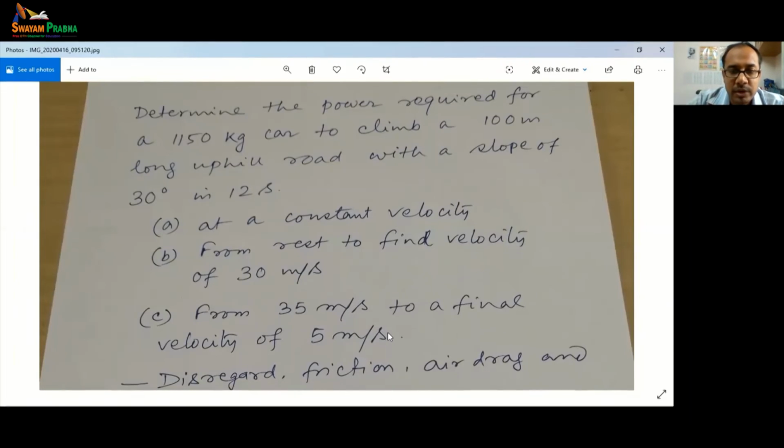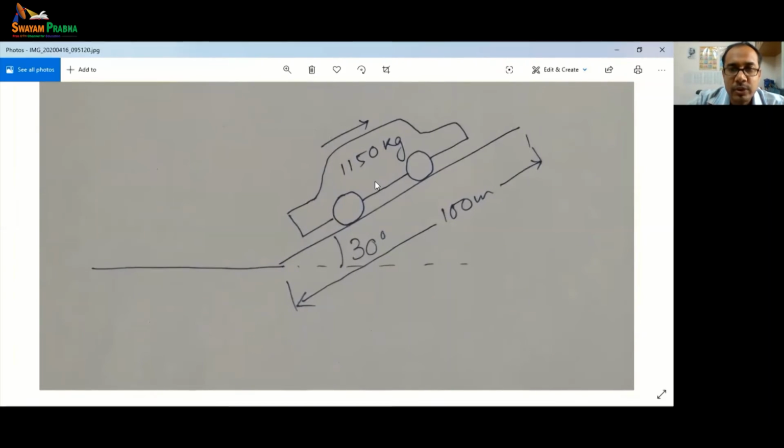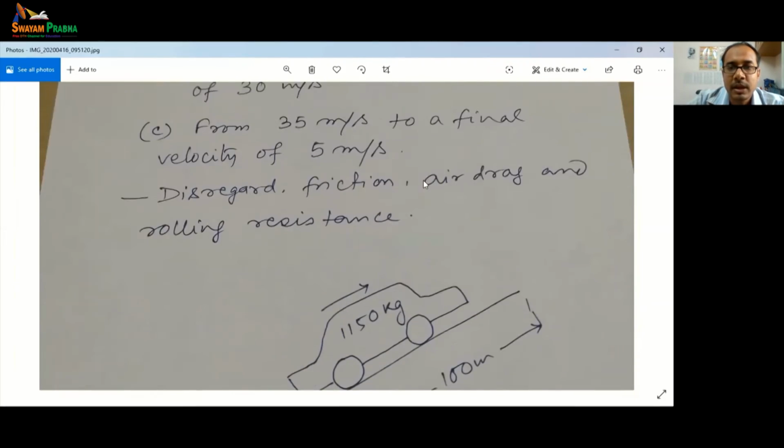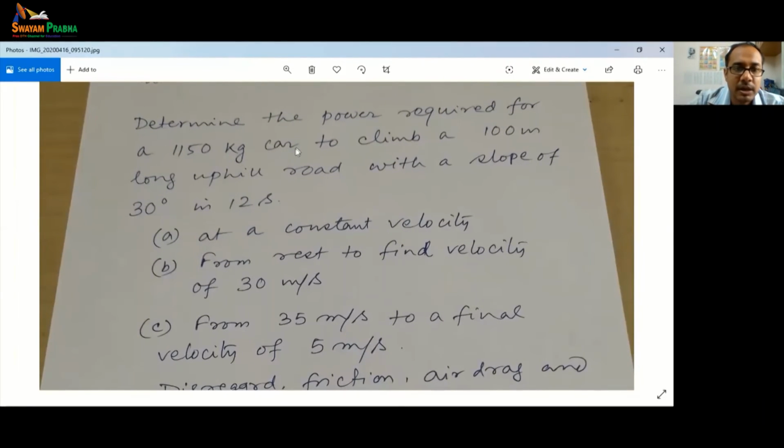So if we look at the schematic picture for this problem, we have a car going from the bottom to the top through a straight uphill road, and the inclination of that road with the horizontal is given. The length of that road is also given, and the statement also gives the mass of the car and how much time it takes to cover that 100-meter stretch in the uphill road.